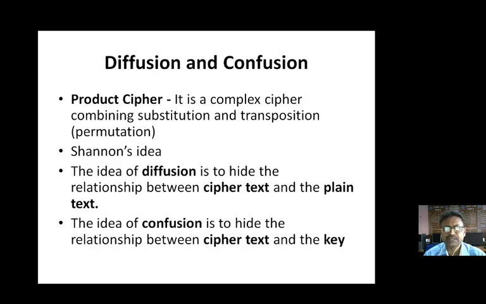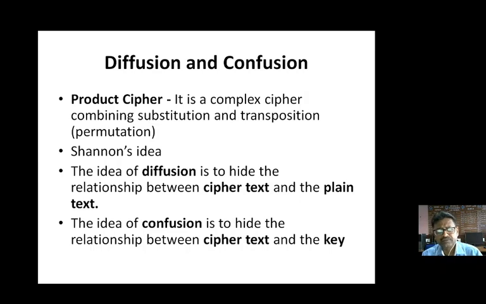This is already discussed in the previous lecture, that we have substitution cipher, we have transposition cipher, but we also have a product cipher. Substitution cipher is a kind of cipher in which we are substituting a particular character by another character, and in transposition cipher we simply change the position of the character. But the particular cipher which combines both the operations, that is substitution as well as transposition, is called the product cipher, and it was given by Shannon.